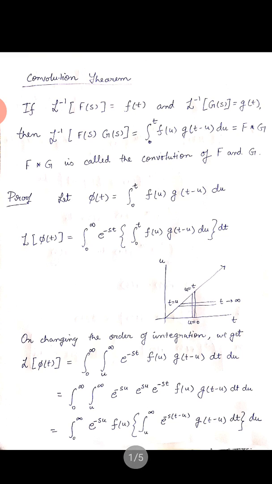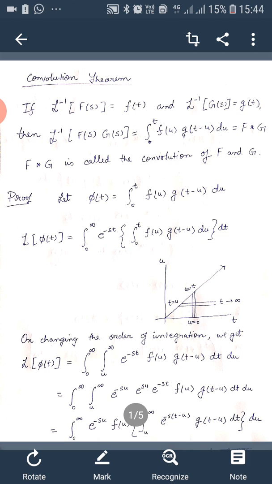To prove this result, we consider a function phi(t) equal to the integration from 0 to t of f(u) times g(t minus u) du. If we take the Laplace transform of this function phi(t), and use the definition of Laplace transform, that can be represented as the integration from 0 to infinity of e raised to the power minus st, and in the curly bracket we have the function, that is the integration from 0 to t of f(u) times g(t minus u) du, and then we are integrating it with respect to t.